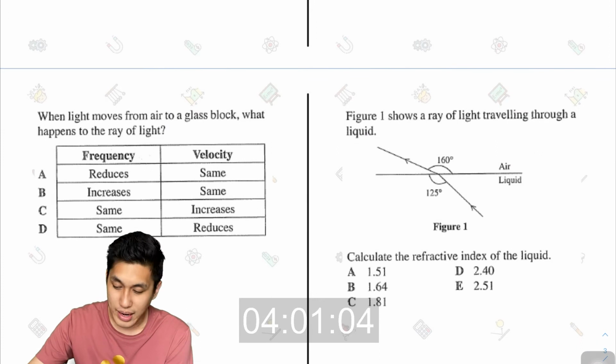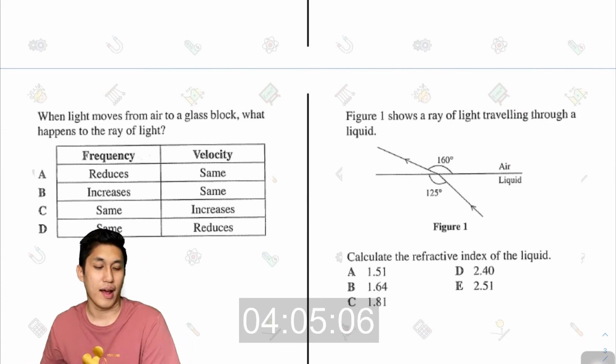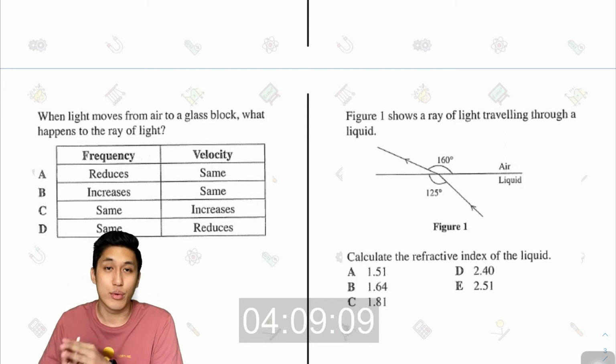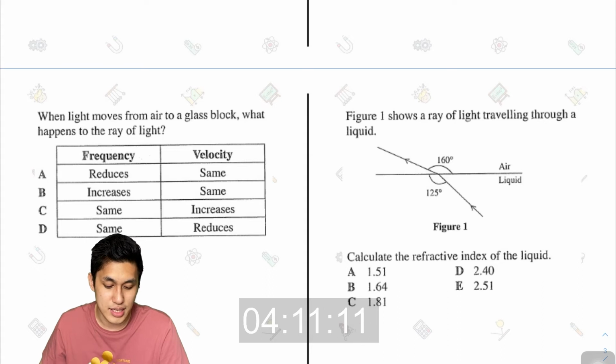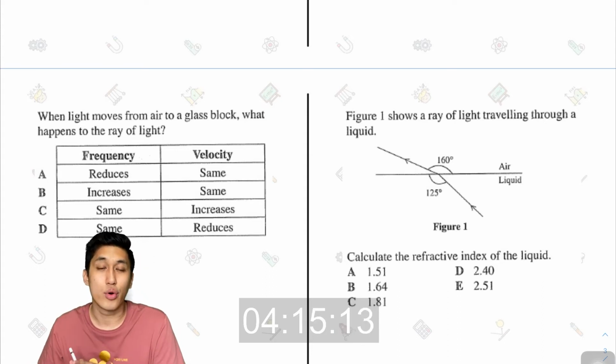Next, when light moves from air to a glass block, what happens to the ray of light? So when light moves from air to a glass block, it will slow down, right? The velocity will reduce, okay? But the frequency would remain the same.